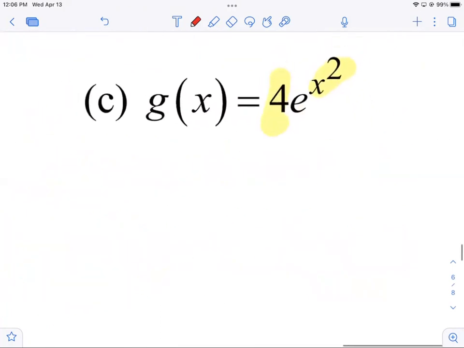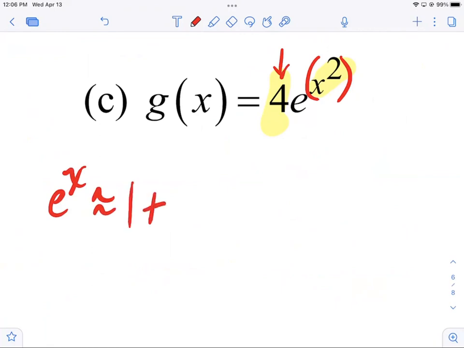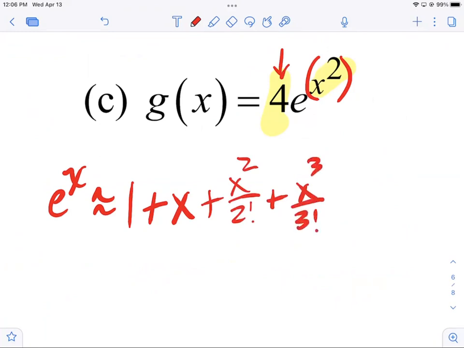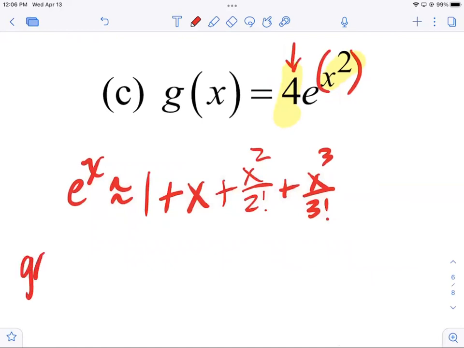All right, and then g of x. This one is a combination. I'm replacing x with x squared, and I'm multiplying not by a variable, but by a constant multiple. So let's write out e to the x first. e to the x is approximated by 1 plus x plus x squared over 2 factorial plus x cubed over 3 factorial. There's the first 4 non-zero terms. And now we'll say g of x equals 4e to the x squared.